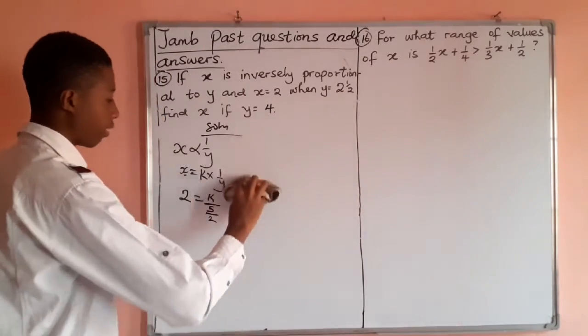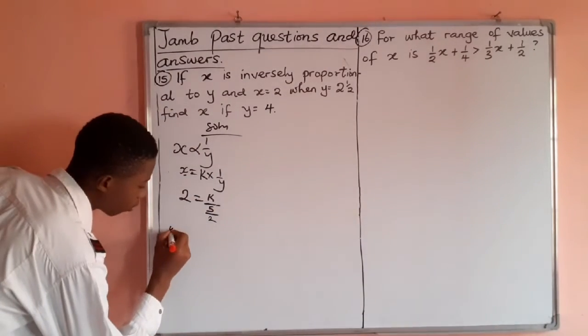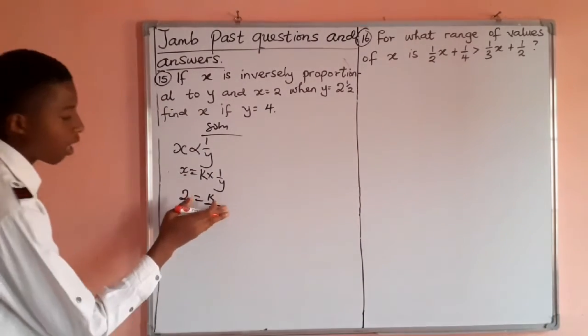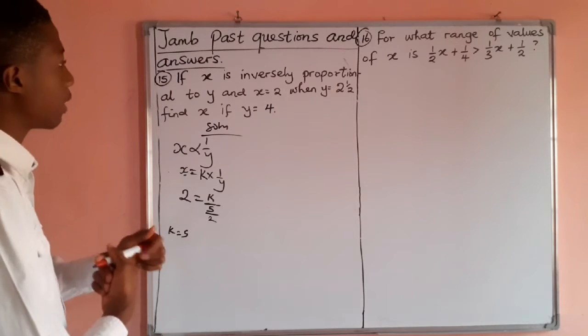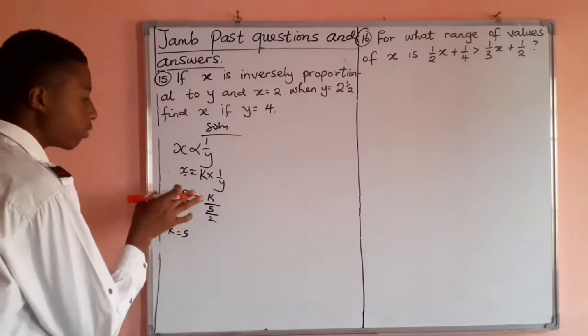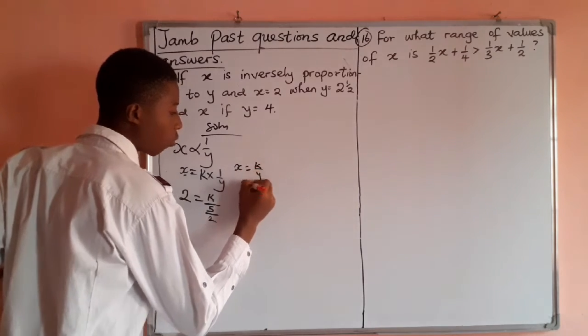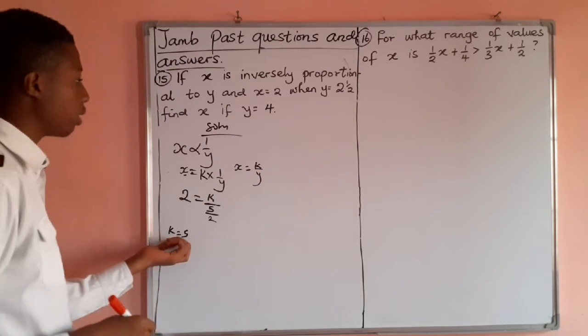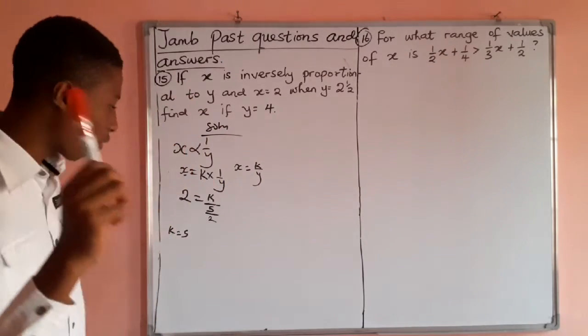So we found k, right? K is equal to 5. Remember how we solved this. Now, we have to substitute k. You remember I was still using this equation, x is equal to k all over y. Now, we have to substitute this k, since they say we should find x. Now, we're looking for x.